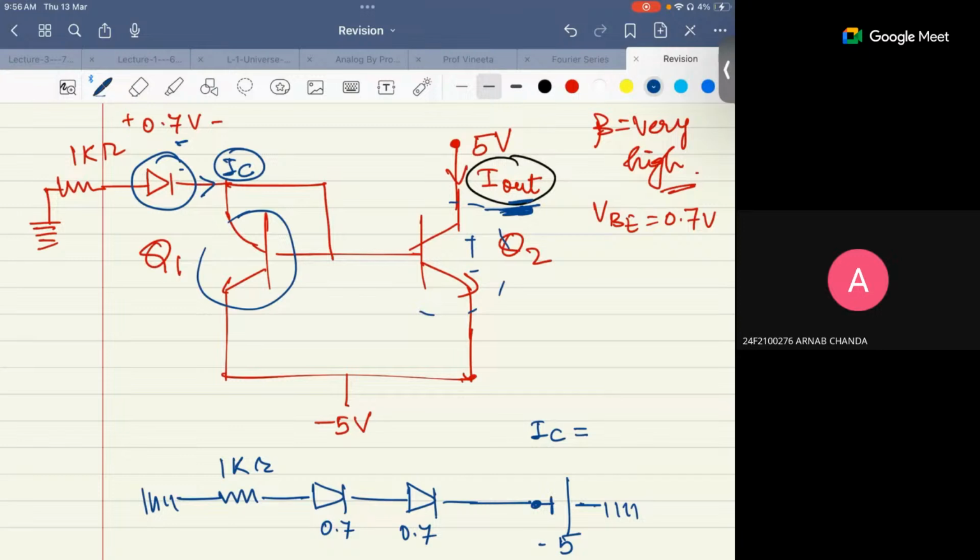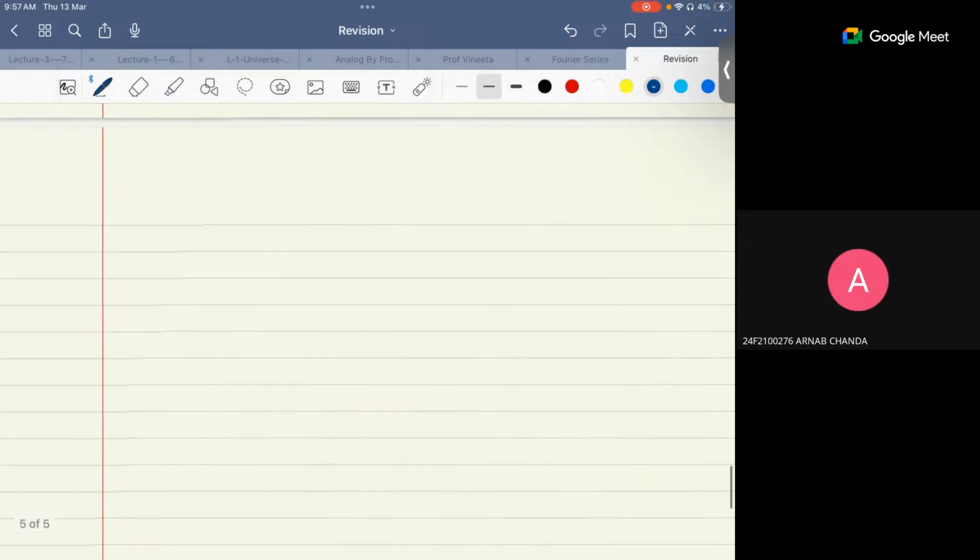So the best method is, if you know the current here, that will be the same as I out here, right? This is the concept that we used. So the best method is to calculate the current here. Whatever current you get here will be the same as I out. Okay? In mirroring, you will be given this type of problem only.